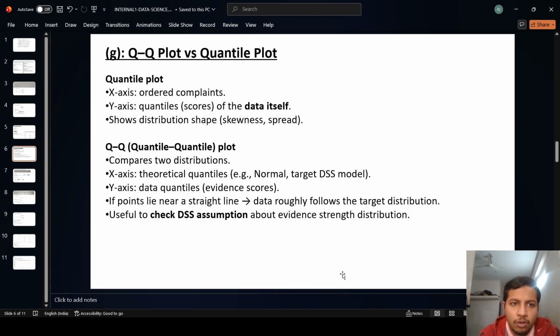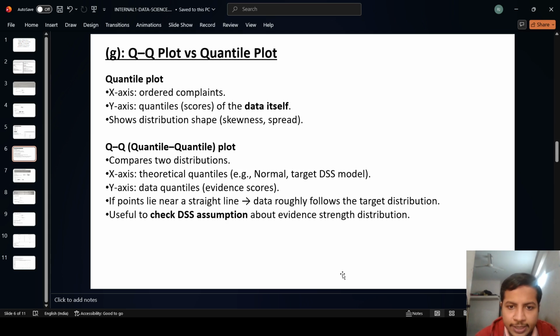G part, quantile plot versus QQ plot. The quantile plot acts as an ordered component. On the y-axis it is the quantile scores of the data itself. It shows the distribution shape, skewness or spread. Now the QQ plot compares the data to a distribution.